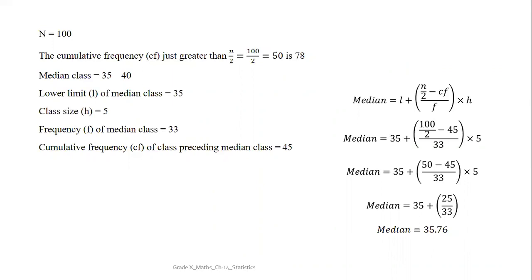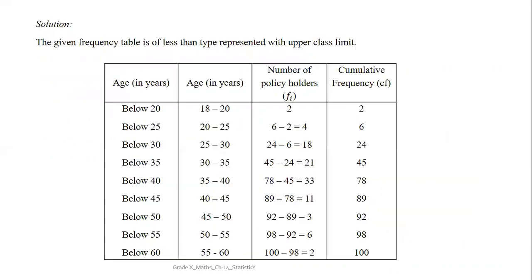Cumulative frequency just greater than n by 2. 100 by 2 will be 50, and the cumulative frequency of that is 78. Let us see the table again. In the cumulative frequency column, half of 100 is 50.